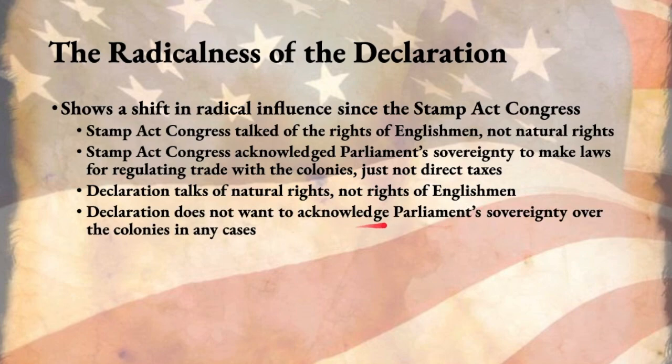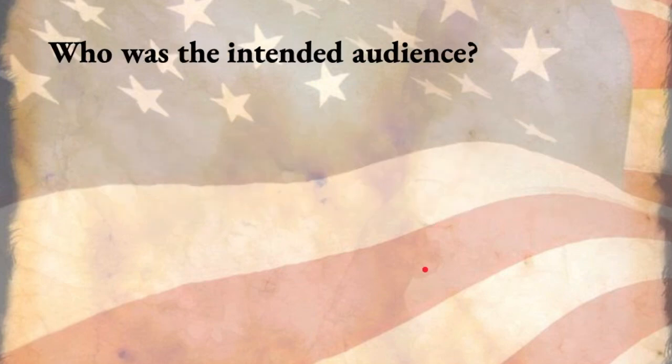In the Declaration, they don't want to acknowledge Parliament's sovereignty at all. They're going to say that Parliament has no power to regulate anything in the colonies, that they are free and independent. Think about who this was geared towards. Certainly the American people, not all of whom were super excited about breaking away from England, and certainly most of them didn't want to go to war, which obviously was going to have to happen. So they had to convince the American people that this was now the only choice.